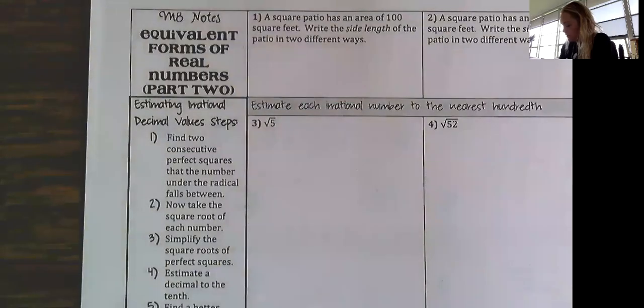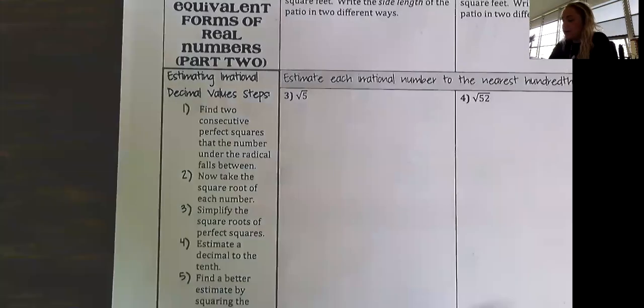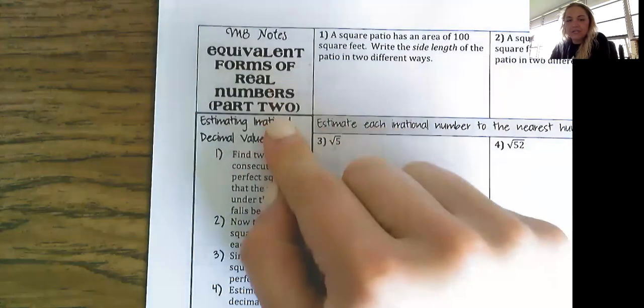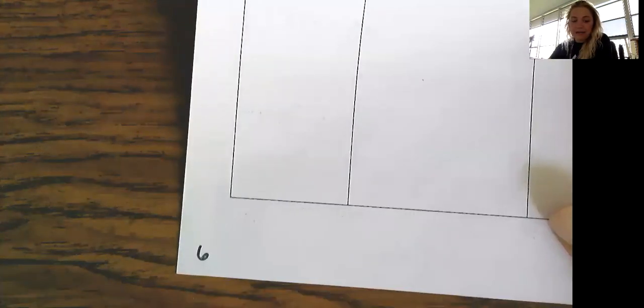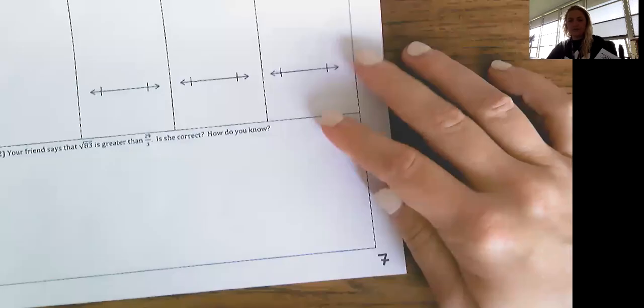All right, everybody, we are going to start today's notes. They are called Equivalent Forms of Real Numbers, Part 2. This is page 6 from your math binder, and we're going to also go on to page 7 in your math binder as well. So you should have those two pages handy, pages 6 and 7, and we will get started at the top on number 1.